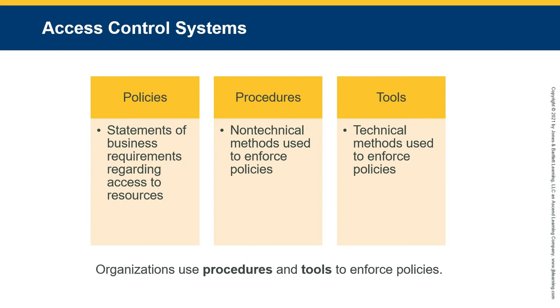Tools, these are technical methods used to enforce the policy. Organizations use procedures and tools to enforce it. So we have our policy in place that says a new employee needs to have this, that, and the other thing. The procedures are the document that might be used, like a checklist, and a technical method is the system itself, going in and granting rights, creating new users. These are what we're looking at.